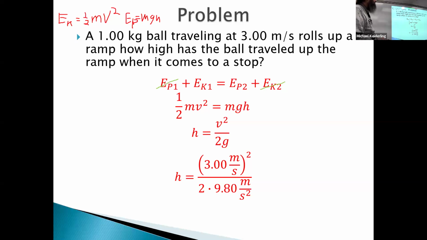So h equals 3 meters per second squared divided by 2 times 9.8 meters per second squared, which is 0.459 meters. I apparently made a mistake when typing it into the calculator. Hit the wrong key. The 0.459 meters.